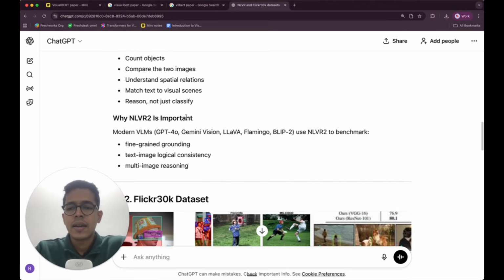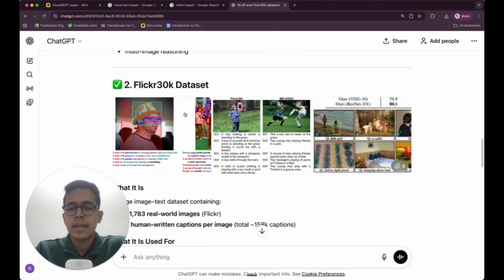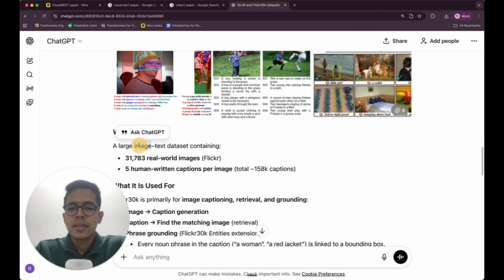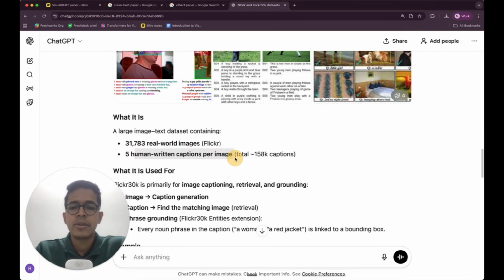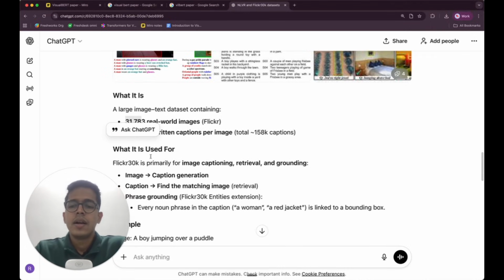So that is NLVR2. Now Flickr 30 dataset is what? It's a large image text dataset containing around 31K real world images and 5 human written captions per image. So each image should have 5 captions. So around 150K captions, 30 multiplied by 5. What is it used for?